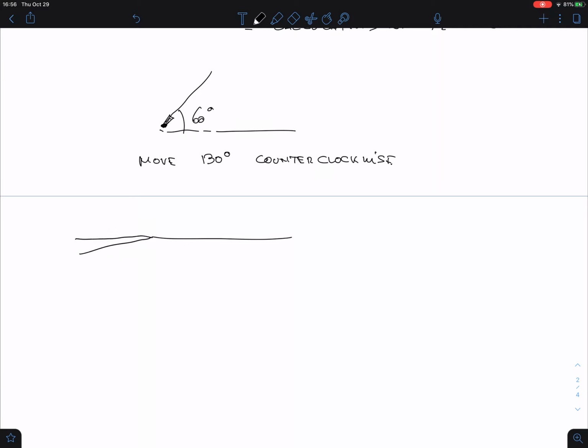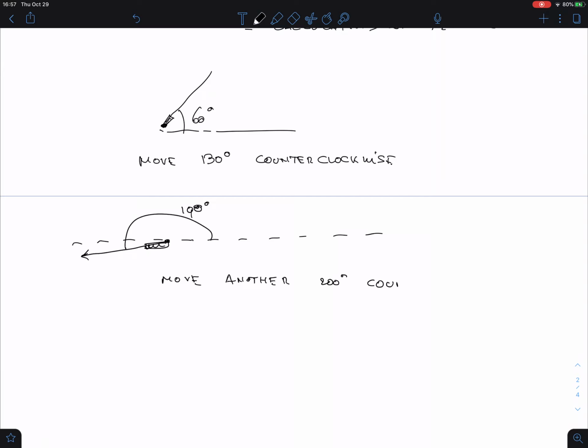Sorry, let me redraw this a little bit better. So this is my line, my fixed axis, and my new position would now be somewhere here, right? So my cannon would now be facing this way. This is the direction of my cannon, and this is the 190 degrees that I'm talking about. And then I get the instructions that the enemy has moved another 200 degrees counterclockwise. So move another 200 degrees counterclockwise.